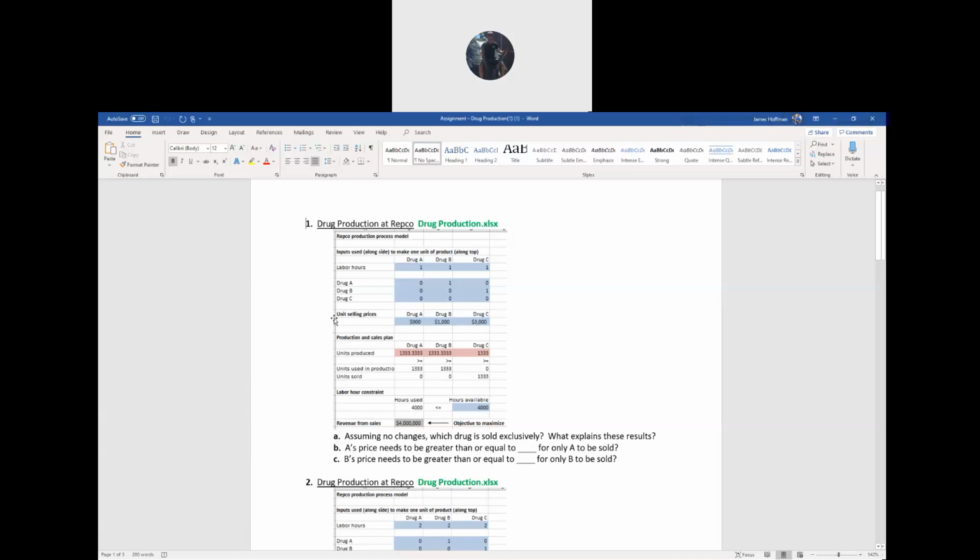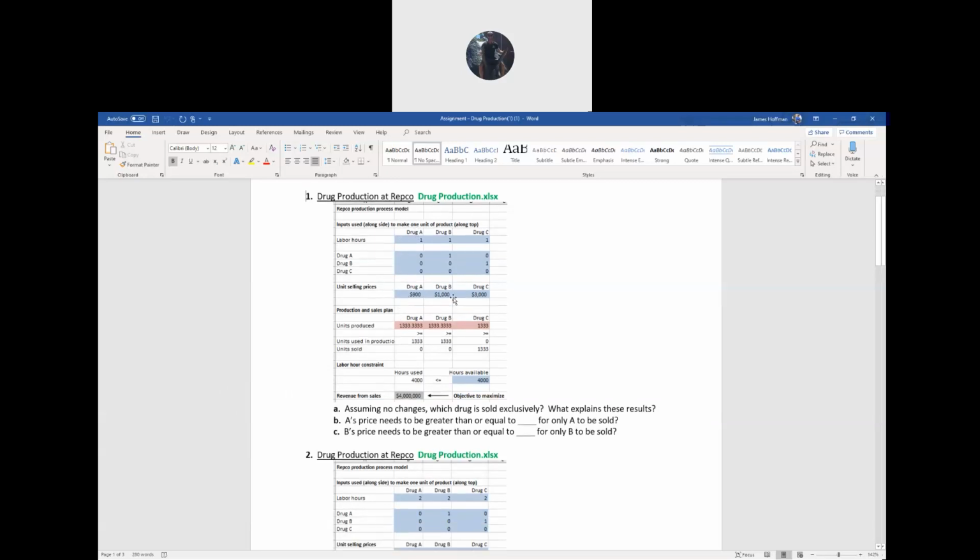Okay, so number one. If you did example 4.5, we've got 3 different types of drugs we're choosing from. They each have their own selling price. We have to figure out how many labor hours go into each. Usually, or always, drug A is a little bit cheaper, drug B is a little more expensive, and drug C is the most expensive because it's the most labor intensive.